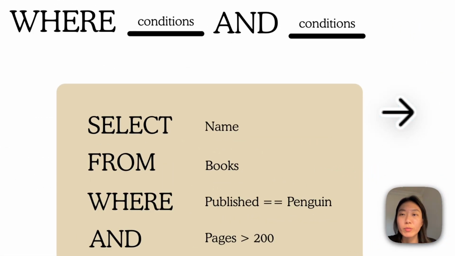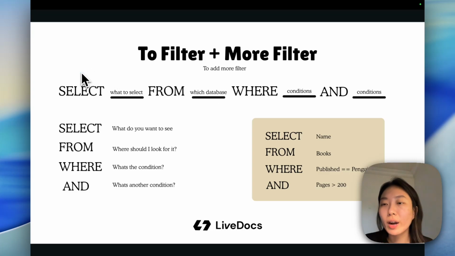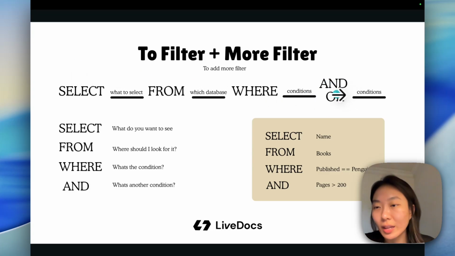And next we have more filter. We can add more filter on it. You might want to say, okay, I want to select this book from this database where the pages is this, and also the launch date is. You can add more conditions by having an AND in the end. You can add an OR on it.